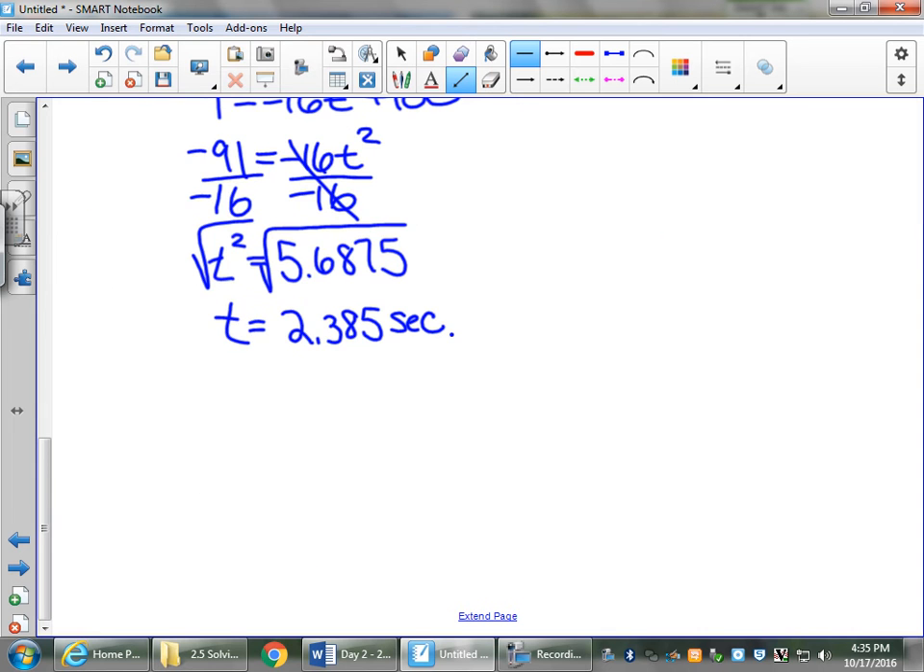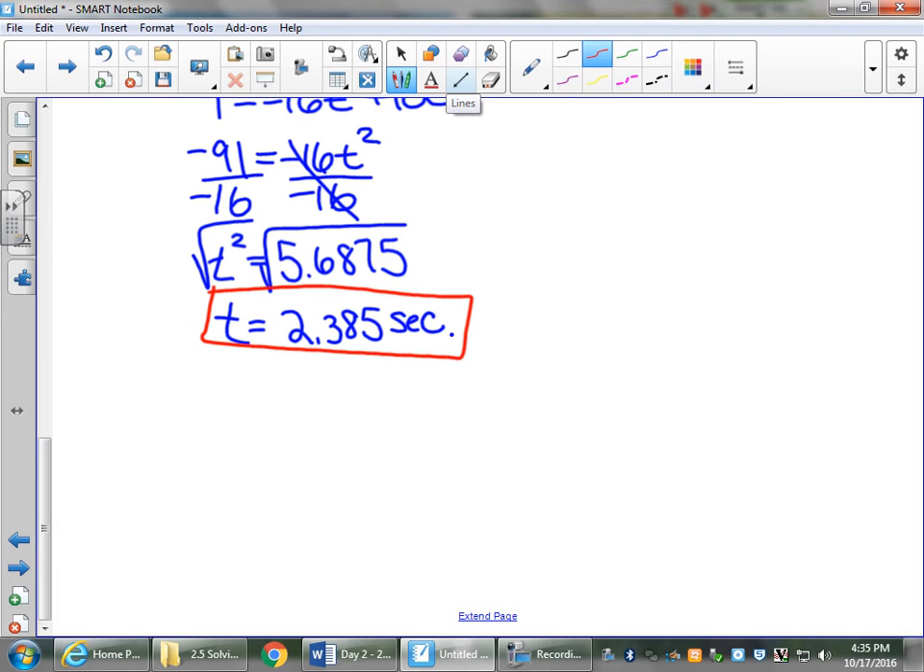So we end up with 2.385 seconds. I'm rounding to the thousandth place just because on the SATs and the PSATs, that's where they have you round to fill in all the boxes on the grid. So just to stay in that consistency, I'm going to round to the thousandth place. So it'll take 2.385 seconds until the stuntman hits the cushion.